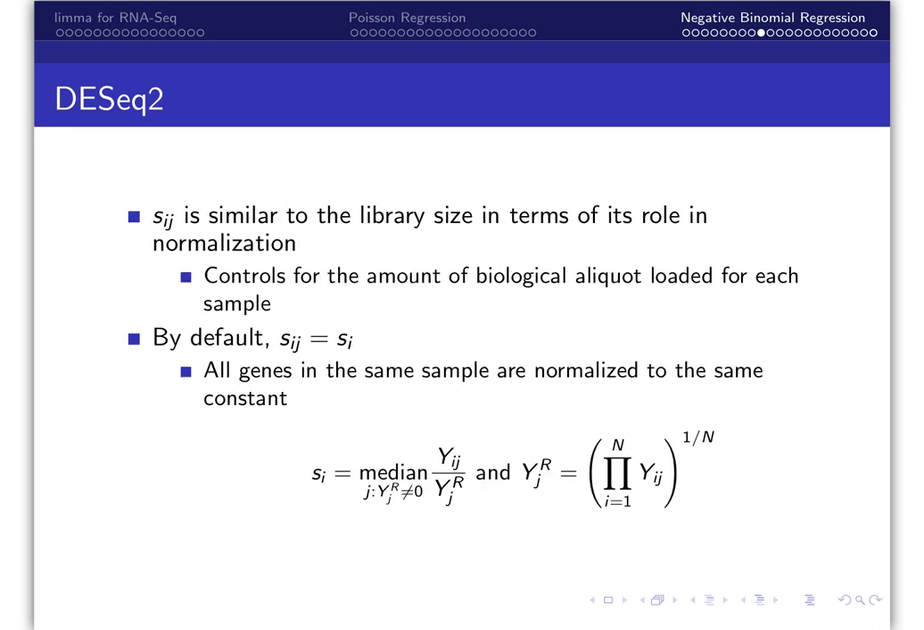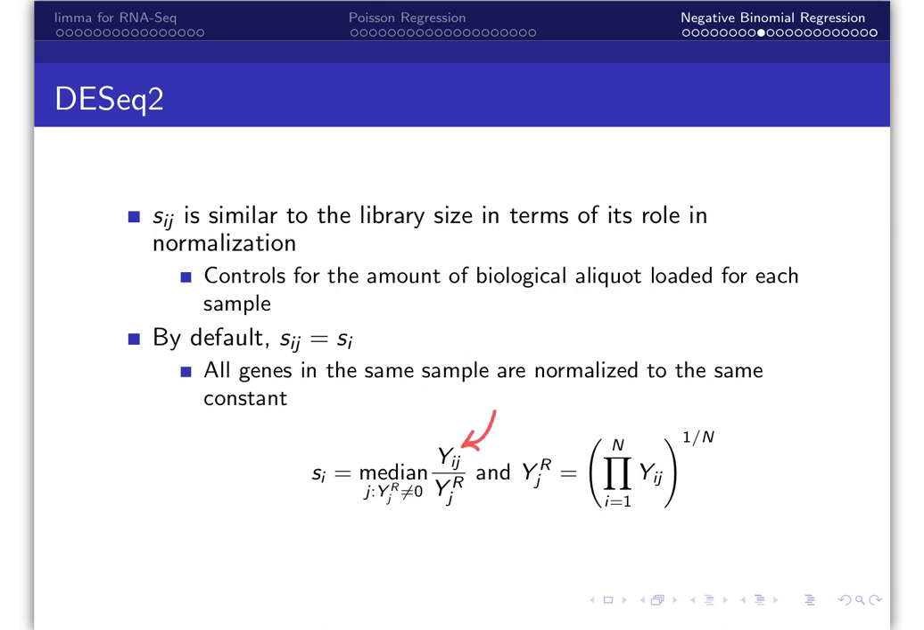As a first processing step, the effective library size is estimated. The normalization constant, S sub ij, is similar to the library size and controls the amount of biological aliquot loaded for each sample. By default, S sub ij is equal to S sub i, which means that all genes in the sample are normalized to the same constant. This normalization constant is formed by taking, for gene j, the geometric mean of counts for that gene across all samples to serve as the reference.